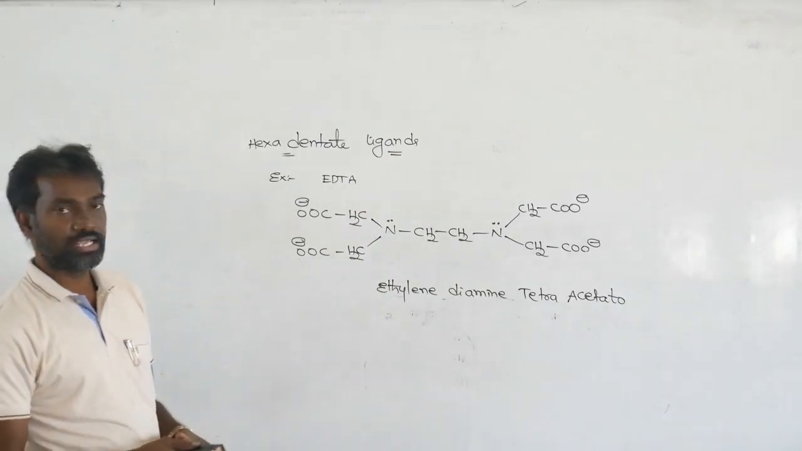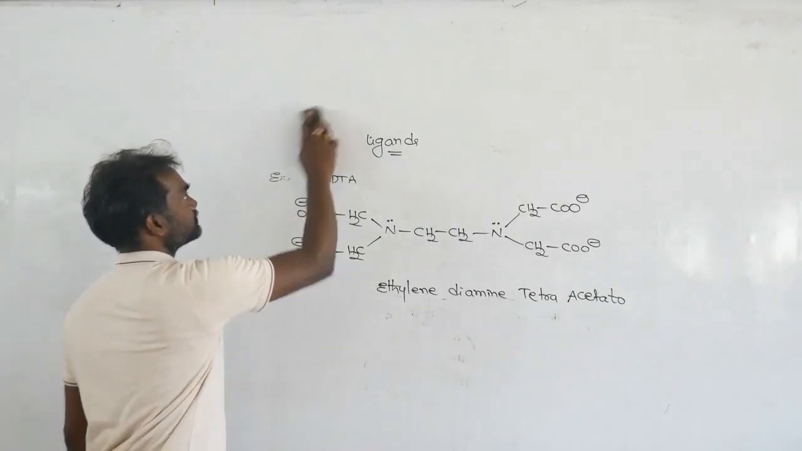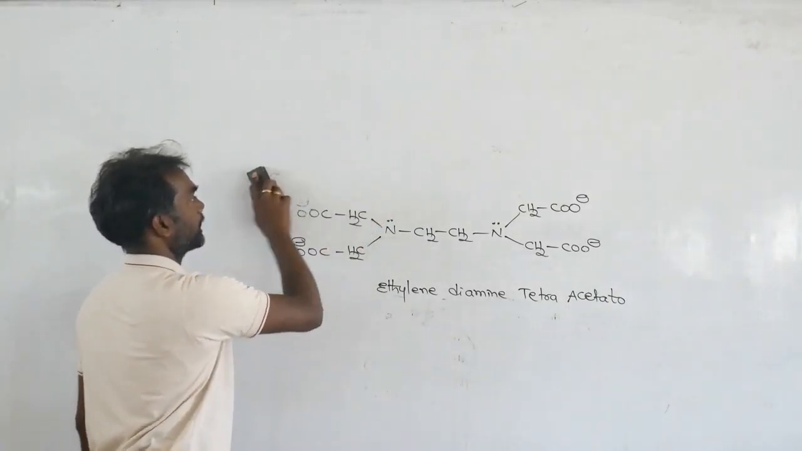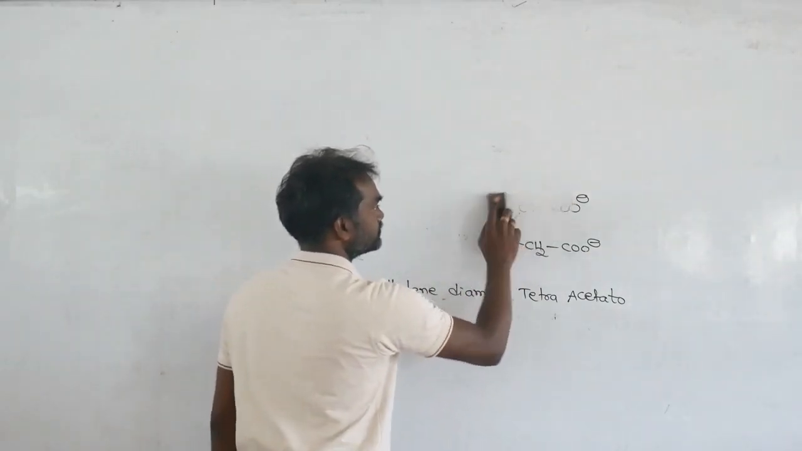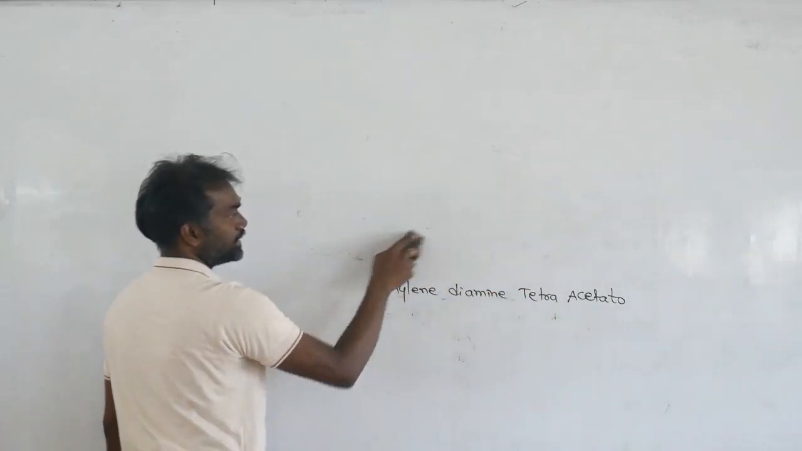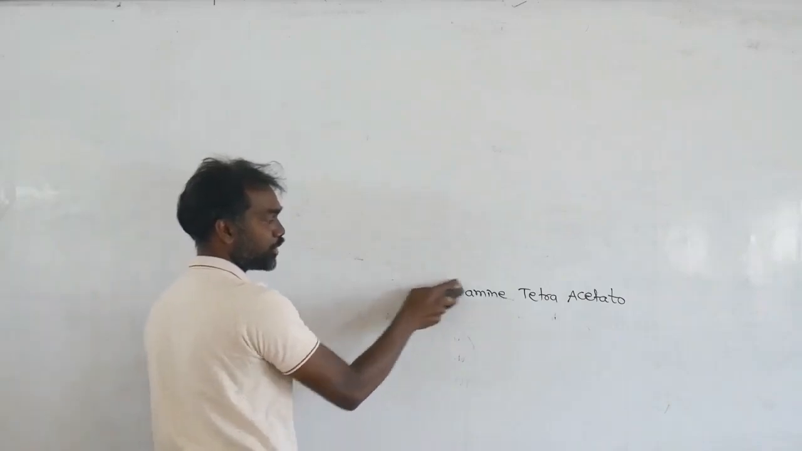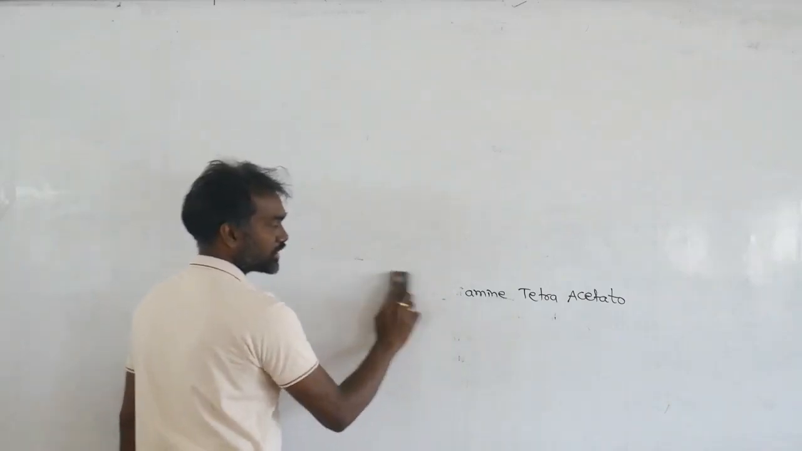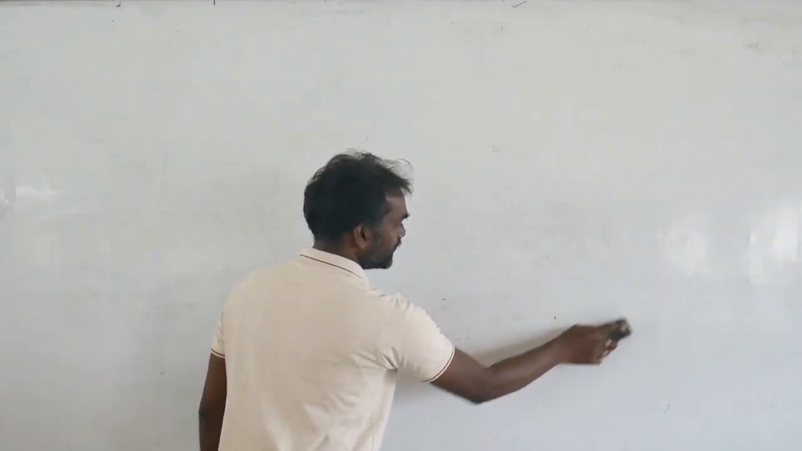Next, another classification we also discussed for ligands. Bidentate, tridentate, tetra, hexa, these are also called polydentates. So more than one donor, we call them polydentate ligands.